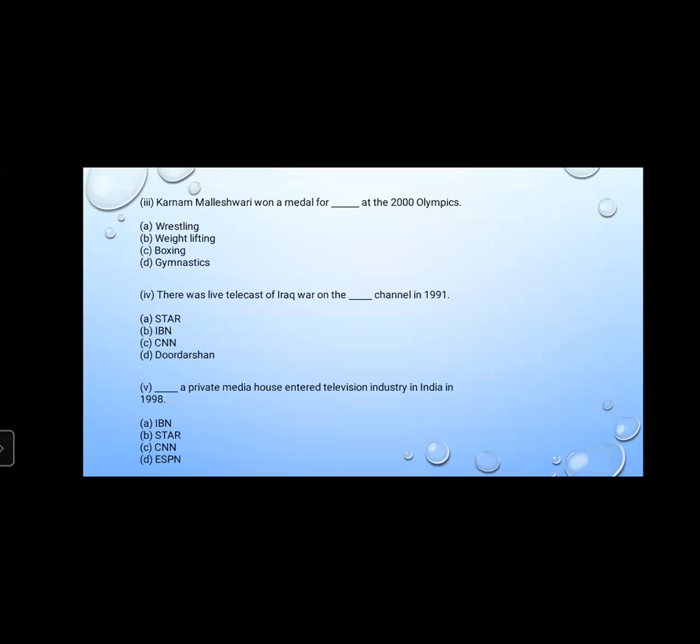Now, Karnam Malleswari won a medal for the Dash at the 2000 Olympics, whether it was for wrestling, weightlifting, boxing, or gymnastics. The correct answer is weightlifting, B. There was a live telecast of the Iraq war on the Dash channel in 1991, whether it was Star, IBN, CNN, or Doordarshan. The correct answer is CNN. Then Dash, a private media house, entered the television industry in India in 1998, whether it is IBN, Star, CNN, or ESPN. The correct answer is Star, option B.